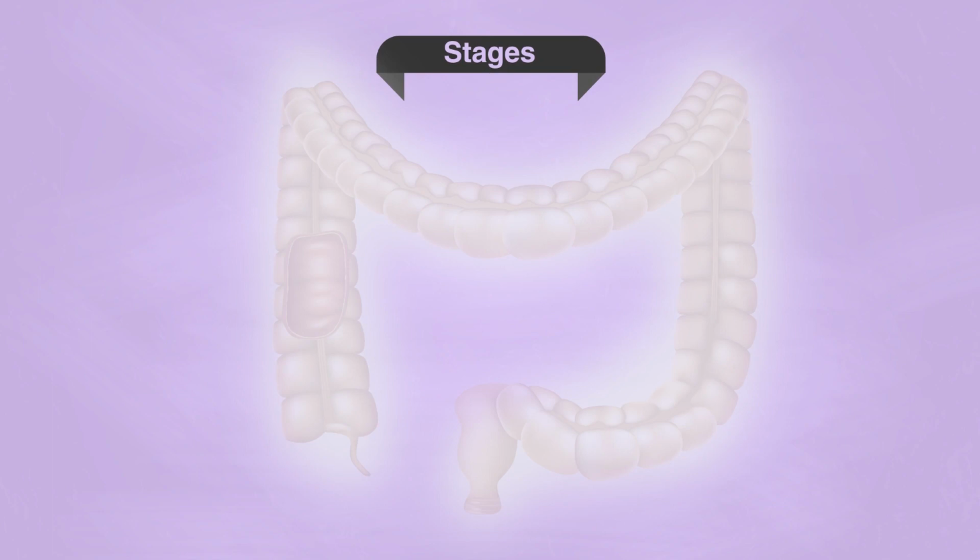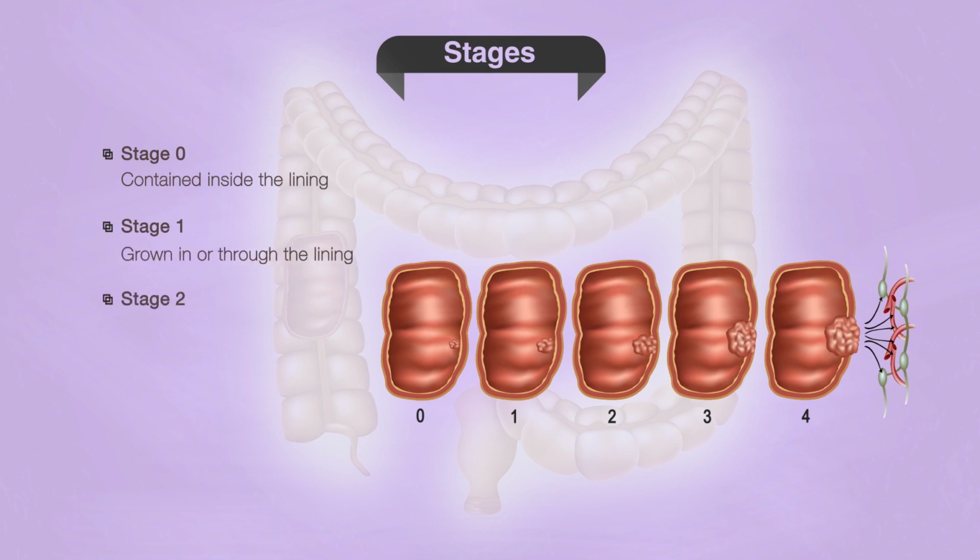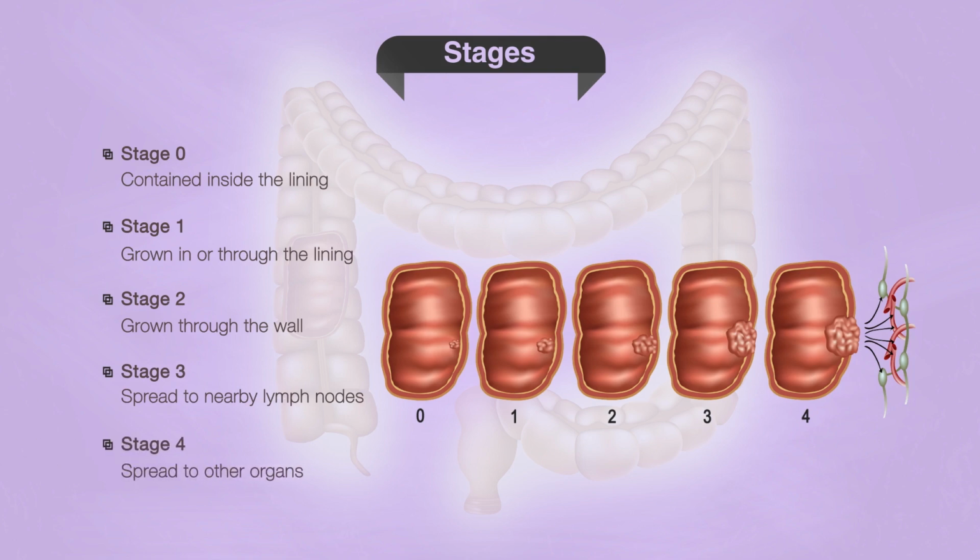If all tests and procedures lead to a cancer diagnosis, it may be comforting to understand that there are 5 different stages of colon cancer. Stage 0 is where the cancer is contained just inside the lining of your colon or rectum. In Stage 1, the cancer has grown in or through the lining of your colon or rectum. If the cancer has grown through the wall of your colon or rectum, it is classified as Stage 2. Stage 3 consists of the cancer spreading to the nearby lymph nodes. In Stage 4, the cancer has spread to other organs, such as the liver or the lungs.